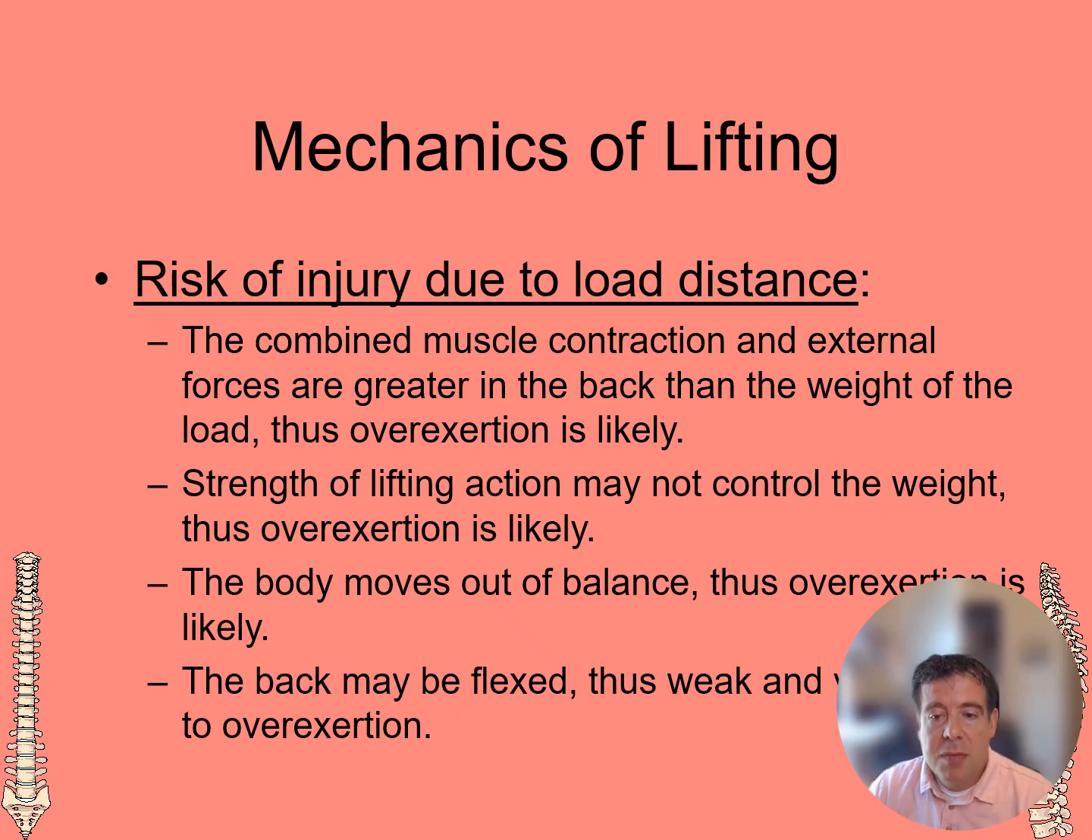Strength of lifting action may not control the weight, thus overexerting. Out of balance, and so one easy thing to think about is if we're twisting, the center of gravity is way over here, making overexertion even more likely. And then that body flexed, our spine is designed for compression load straight on. So when we're flexed, we're actually putting a lot more pressure in that back disc.